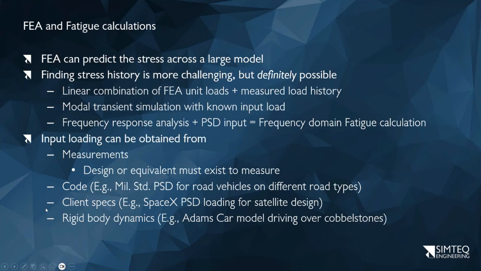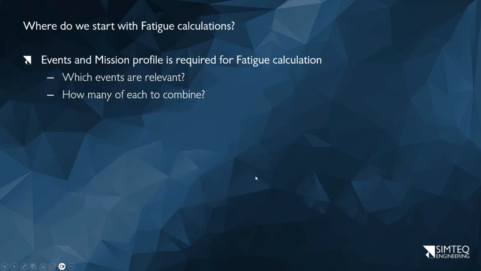many of. Okay, and then in some cases, we can also get the loads from something like rigid body dynamics. We run Adams car model, for argument's sake, over cobblestones or drive over a bump, and we get the force history as a function of time, which we can then plug in either again as the linear combination using linear statics, or we can use the modal transient methods to do the same. Okay, so in other words, when we start with fatigue, events and mission profile are required.